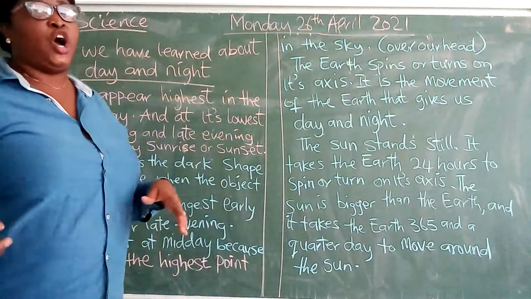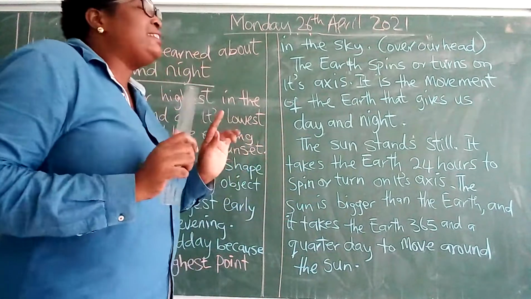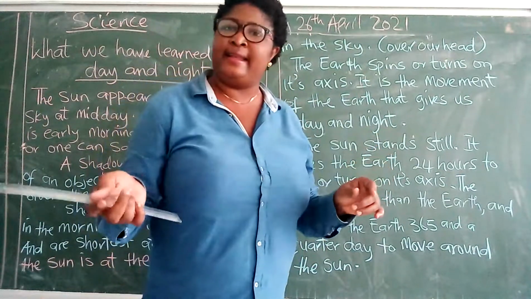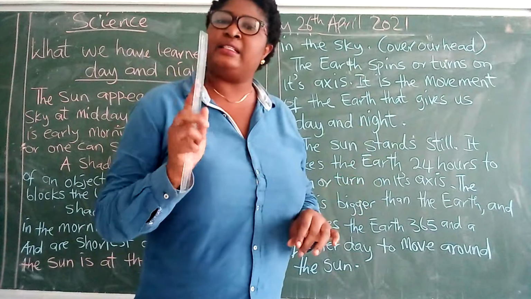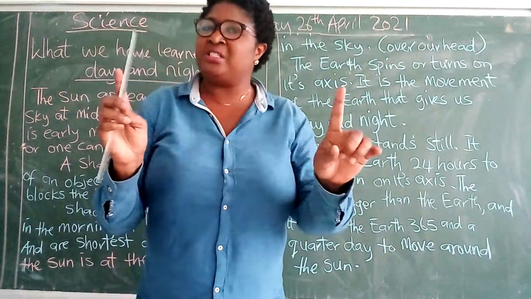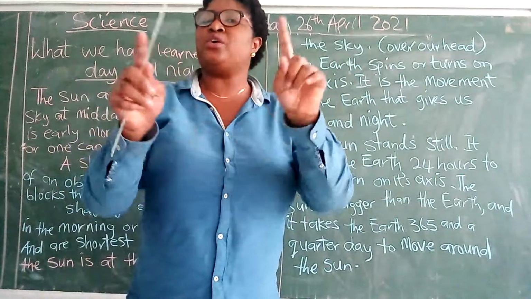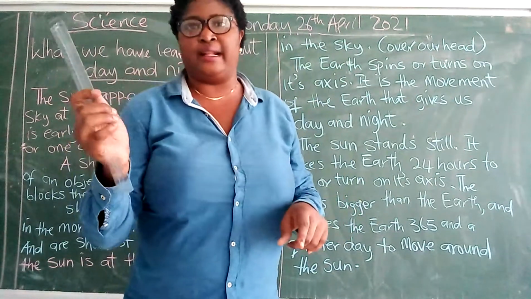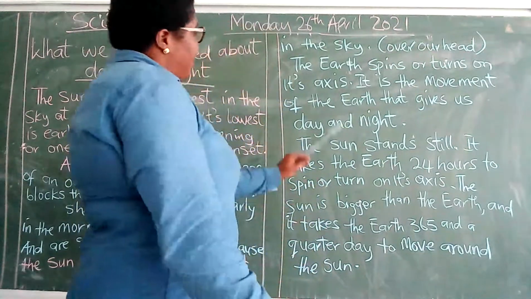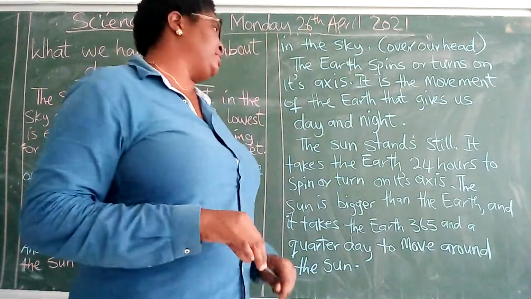Yes, the earth spins on its own axis. It is the movement of the earth that gives me and you day and night. It is the movement of the earth that gives us day and night. Teacher told you, the sun does not move. The sun stands still. It's only the earth that spins, that turns on its axis. Okay? Good. And teacher now talks about the sun standing still.